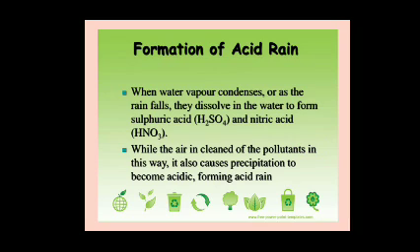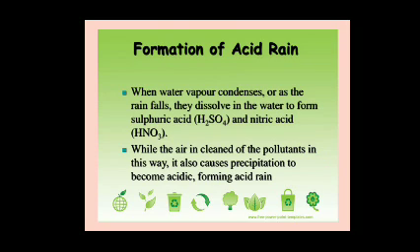Acid rain is formed due to the presence of oxides of sulfur and nitrogen released by combustion of fossil fuels, emissions from industries, power stations, and automobiles. These oxides react with water to form acids like H2SO3, H2SO4, HNO2, HNO3 and come down with rainwater as acid rain.